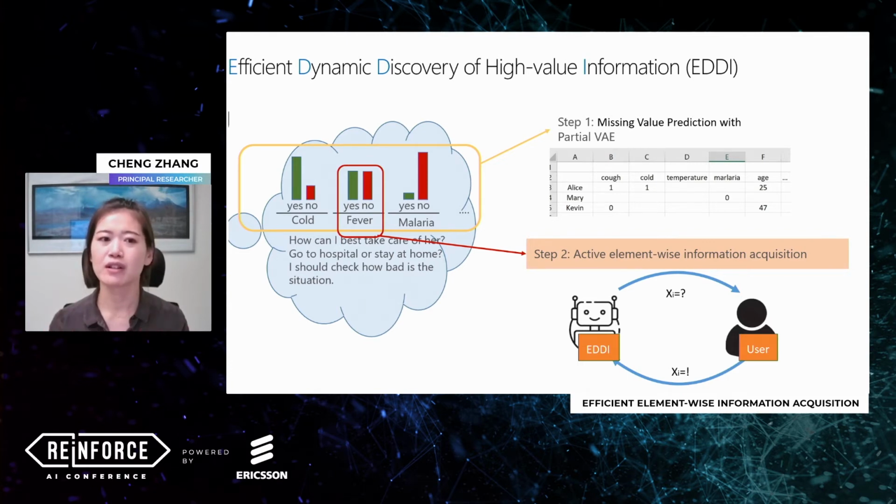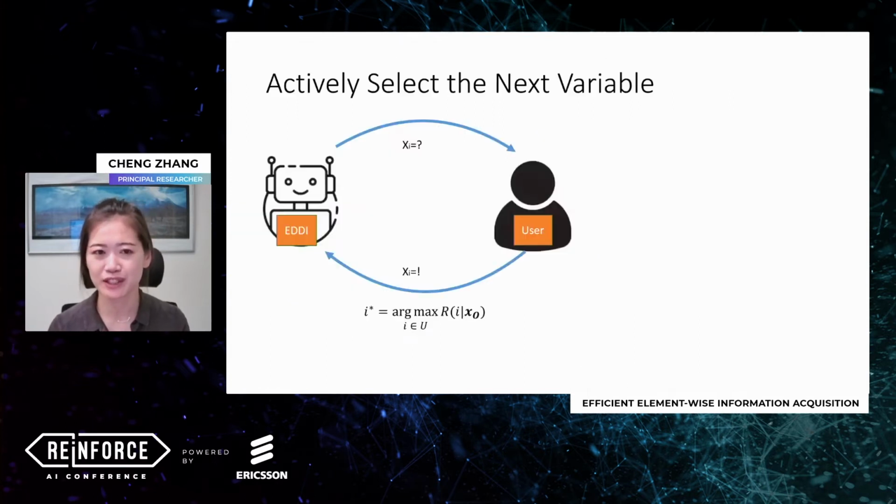We finish the first part, and next is how can we decide which question to ask? What's the best next step to take? And so I'll talk with you about the active element-wise information acquisition.